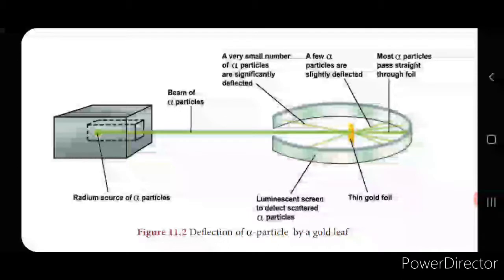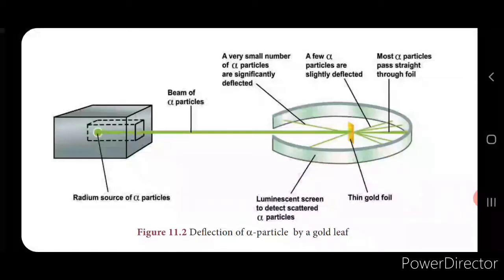Now he has observed 3 things, that is, most of the alpha particles pass straight through the gold foil, some of the alpha particles slightly deflect from their straight path, and the third one is very few alpha particles completely bounce back. Now, based on this observation, he has put forward the Rutherford's atomic model.